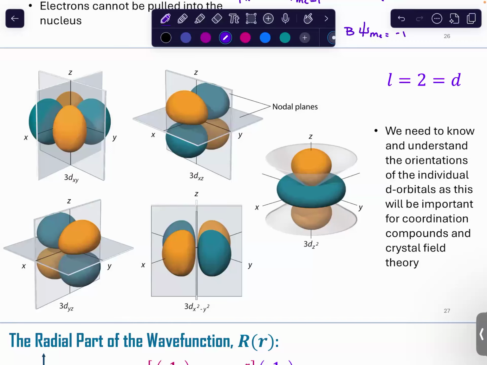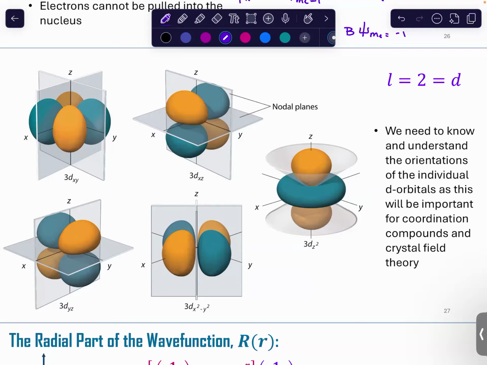The funnel one's funny looking. Well, yeah, I always call that the donut one. The donut. So if you take the funnel away, that green in the middle looks like a donut. But that's your dz squared. But let's look at some of the others. Your dxy, dxz, dyz. Can you see how those are different from the dx squared minus y squared?